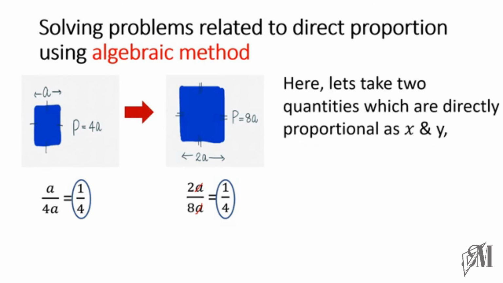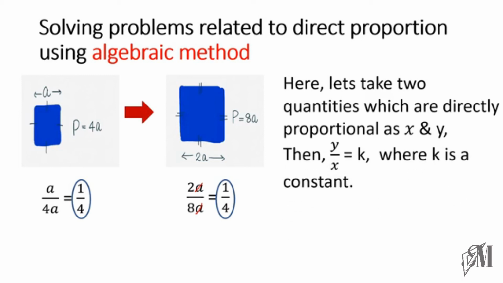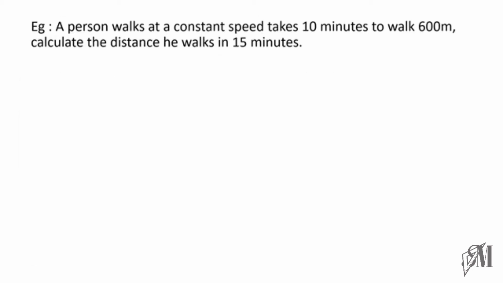Right? The answer you get is a constant. So then we can write a theory like this. Let's take two quantities as x and y. These two quantities must be directly proportional. This is valid only if the two quantities are directly proportional. Then if you write it as a quotient, as a fraction, y over x is equal to k, where k is a constant. Then I subject y, so we can write y is equal to k times x.